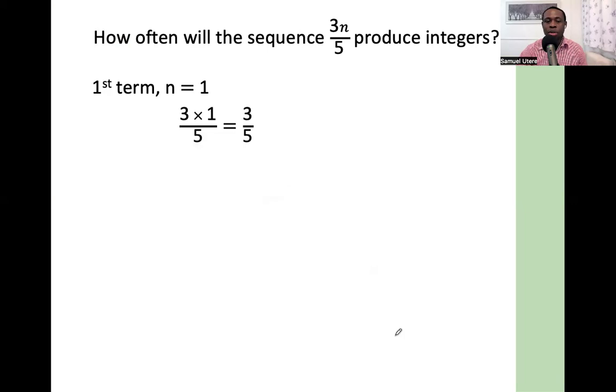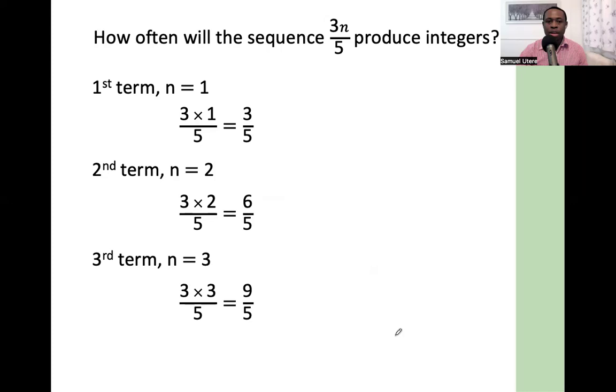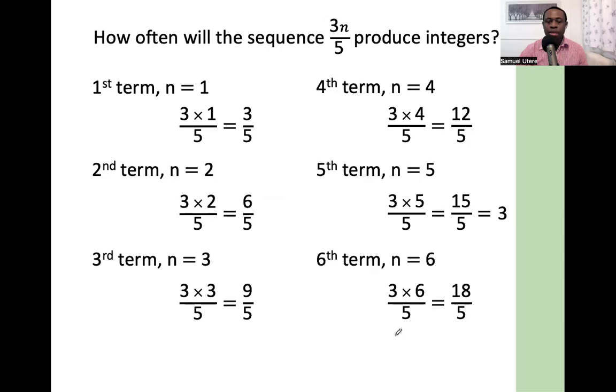3 times 1 over 5 equals 3/5. So the first term is 3/5. The second term will be 6/5. The third term will be 9/5. And the fourth, fifth, and sixth terms will be these numbers. But have you noticed that the fifth term gives us an integer? An integer is a whole number.